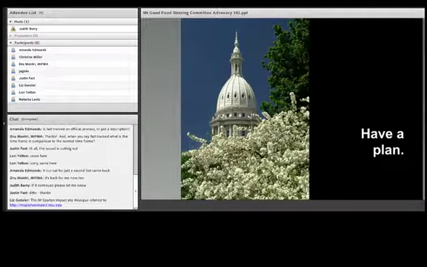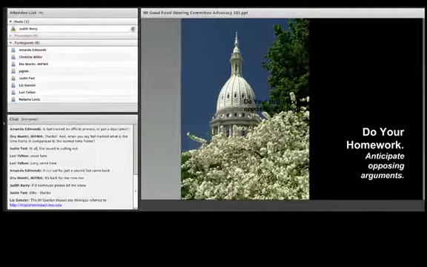And your next favorite commandment? My next favorite commandment: do your homework, know your opposition. That kind of gets into, like I started, MSU, we didn't do our homework. We didn't anticipate the opposing arguments. And at the end of the day, that backfired on us. And we are still recovering from that with our constituents.